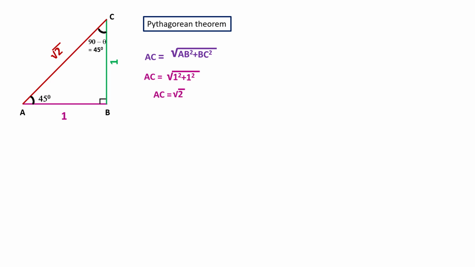Now find sin theta. Here theta is 45 degrees and we know that sin theta is equal to opposite side by hypotenuse. That's why we can write sin 45 as 1 by root 2. We know that cosecant theta is the reciprocal of sin theta. That's why we have cosecant 45 degrees equal to root 2 here.